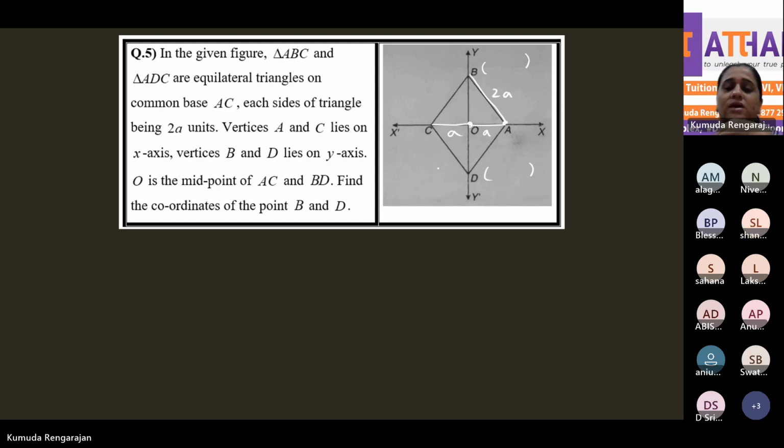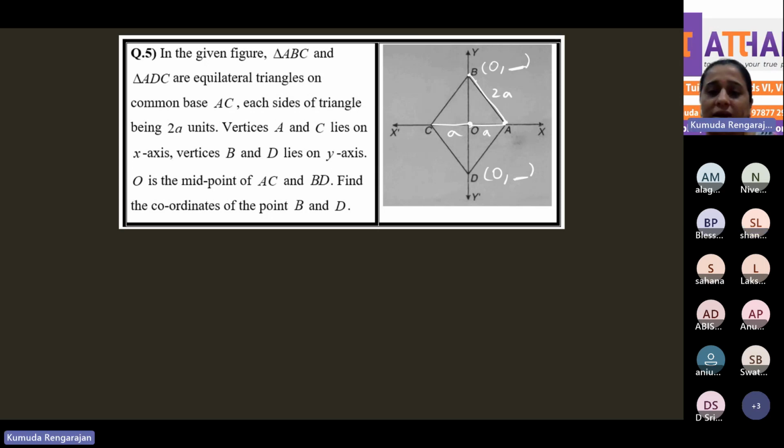Yes, miss. B lies on the y-axis? Yes, miss. So its x-coordinate is 0? Yes, miss. D also lies on the y-axis, so its x-coordinate is 0. So we have to find the y-coordinate. To answer the question, find the coordinates of B and D, we need to find the y-coordinate of B and D.